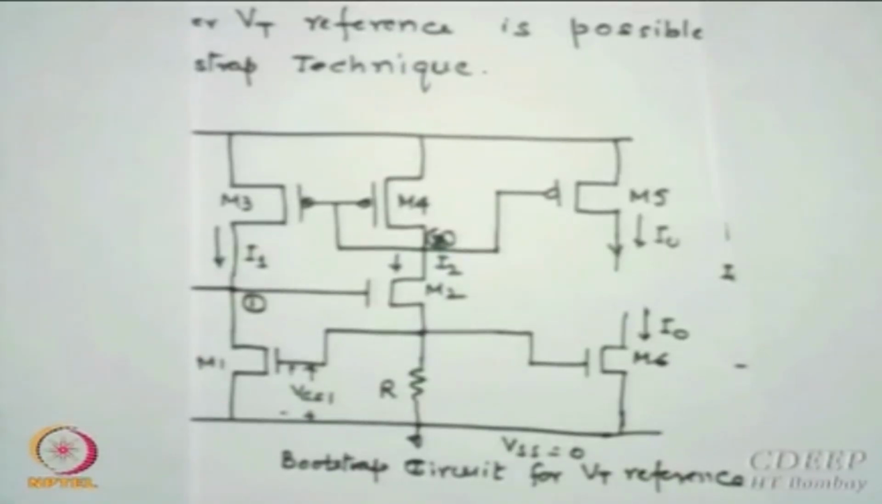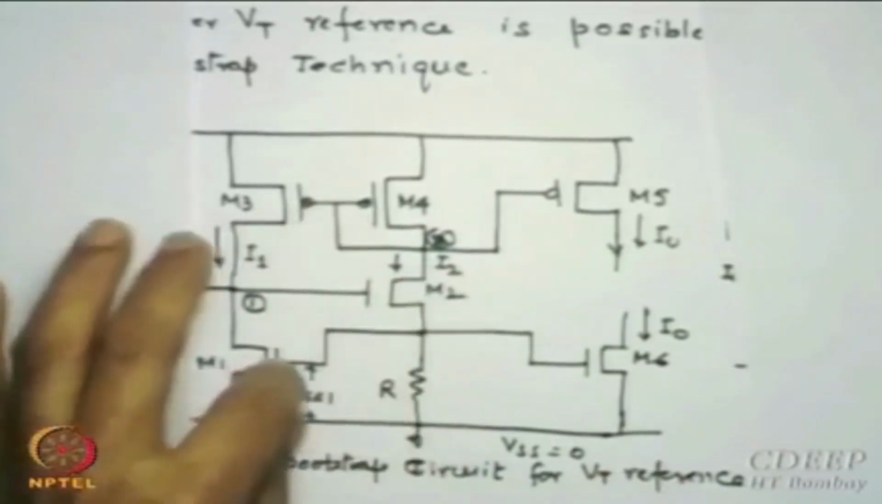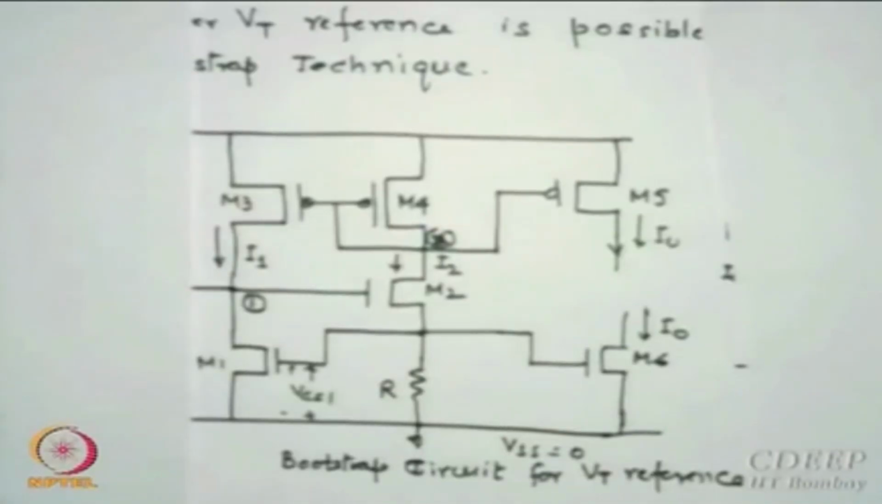Is that point clear? So how much is the current I2? VGS1 by R is equal to I, both I1 and I2. Is that correct? This is what we did earlier, just repeated. The only difference here is this is coming from P channel sources down. Is that okay? The problem starts. Okay, what is the problem?